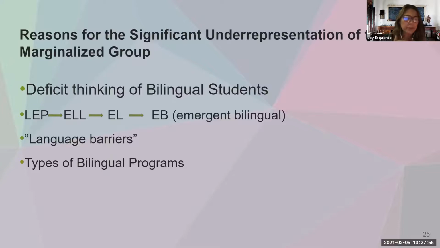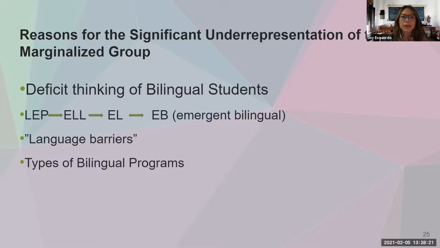And then using a term like language barriers, right? And so they have a language barrier. And so we're really considering their home language as a barrier instead of as an asset. And so the types of bilingual programs in our schools are very important as it begins to set the context of the student to then look at and see how their giftedness manifests in the classroom.